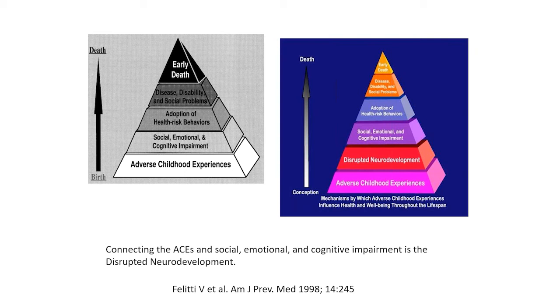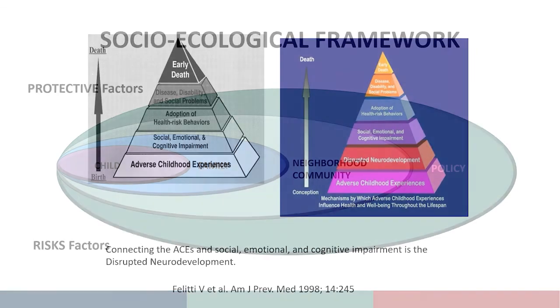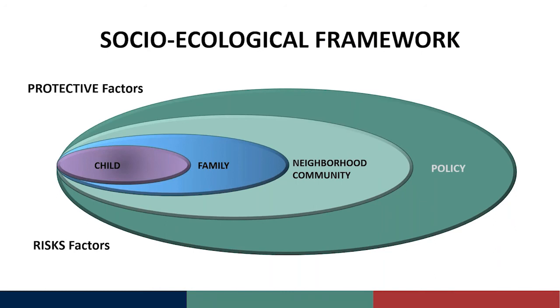if we know that adverse childhood experiences, actually, this is the bottom of the pyramid, the color pyramid, leads to social, emotional, and cognitive impairment through a disruption in neurodevelopment. So we have to address the neurodevelopment of these children early on. So if we stay away from that pyramid, which shows adverse experiences and what adverse experiences can lead to, let us look at the socio-ecological framework.